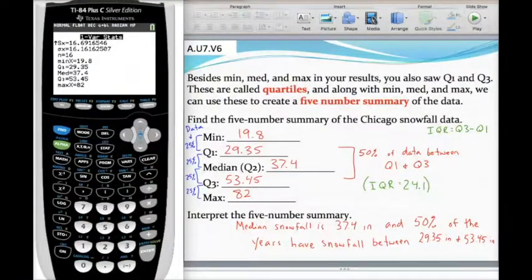In our last video, we looked at using the graphing calculator to find out some basic statistics involving snowfall in Chicago. This time I want to talk about quartiles, and we'll start this process the same way we started last time, by doing this one var stats thing.